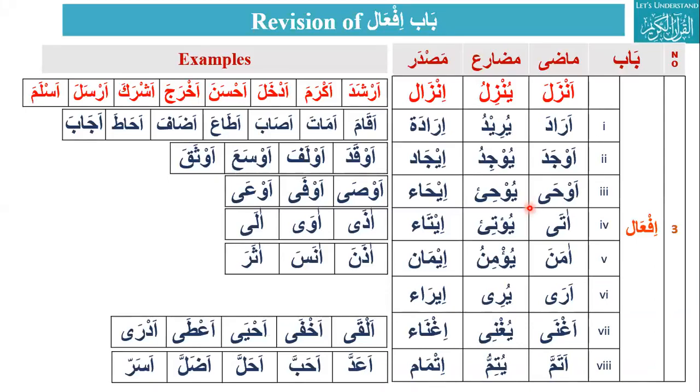So as you know, the main chapter is Anzala Yunzilu, Inzal, and then there are 8 special cases: Arada, Yuridu, Irada; Aujada, Yujidu, Ijad; Auha, Yuhi, Iha; Ata, Yuti, Ita; Amana, Yuminu, Iman; Ara, Yuri, Ira; then Agana, Yuguni, Egana. And the last one we learned was Atamma, Yutimu, Itmam. These were all the chapters that we covered in this chapter, Bab If'al.